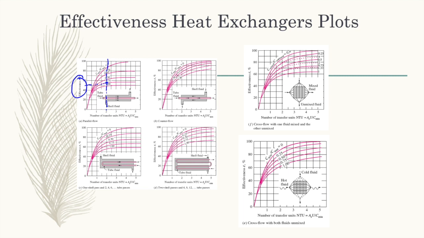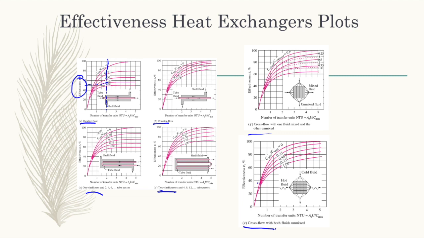Okay, so again you have to take a look at the name of this chart. A is parallel flow, B is counter flow, C is 1 shell pass and 2, 4, 6 tube passes, D is 2 shell passes and 4, 8, 12 tube passes, and then this last one is for cross flow, mixed and unmixed. So select a proper or suitable chart in order to determine the effectiveness.